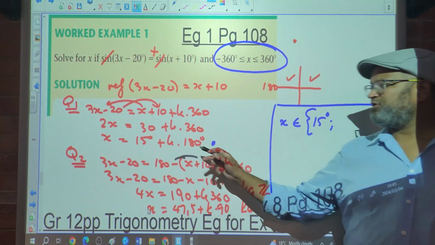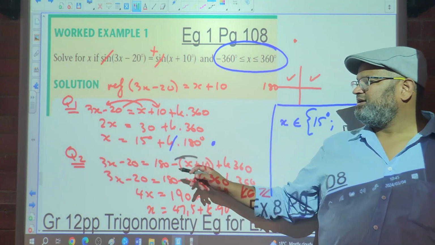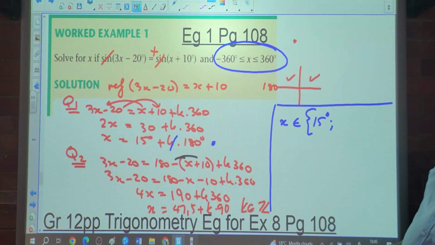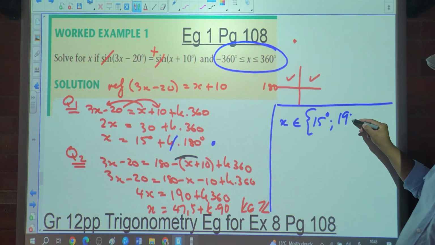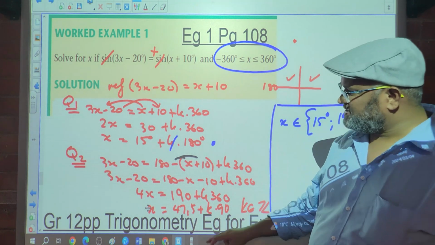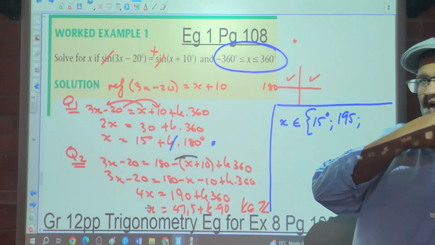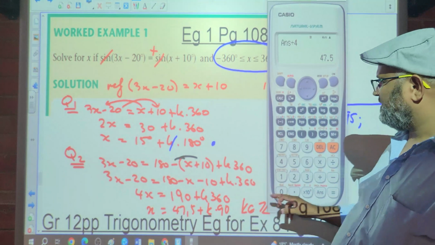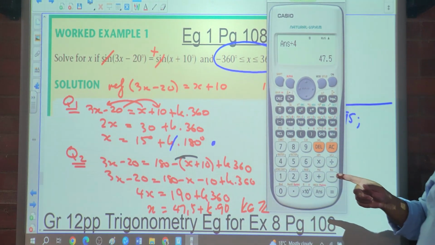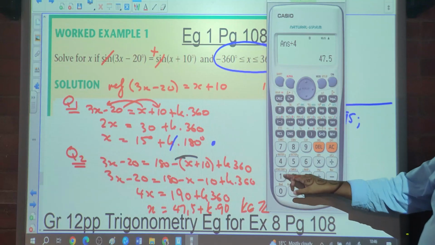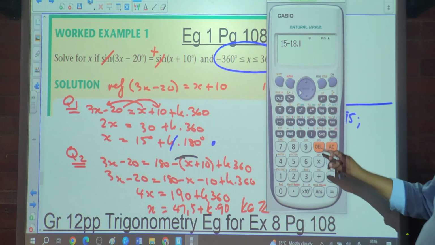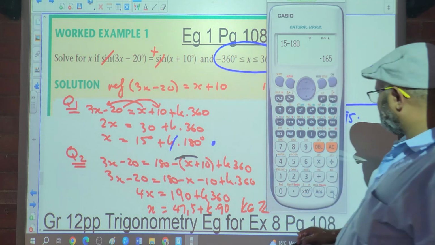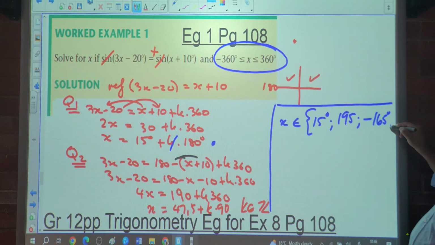Then what do I get? 15 degrees. Now if I put 1 in where I see k, it's going to be 15 plus 1 times 180, so it's going to be 195, which is still in that given domain. Now we put 2 in. So it's 360 plus 15, which is 375, which is outside. Now I'm going to replace k with negative 1. So it's going to be negative 165, which is inside that given domain.